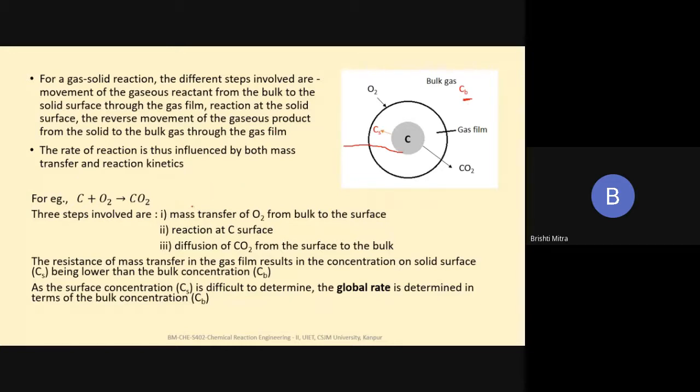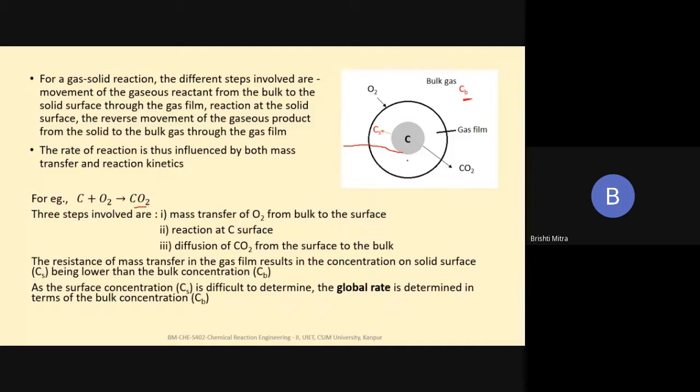So you see that there's mass transfer of oxygen from the bulk to the surface. Then there's a reaction at the surface. And once the reaction happens, the product CO2 is formed. This CO2 now has to diffuse back from the surface to the bulk. So there are three steps which are involved. The resistance of mass transfer in the gas film results in the concentration at the solid surface being lower than that of the bulk concentration.